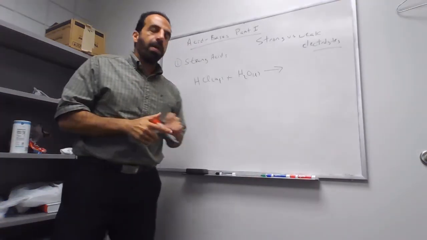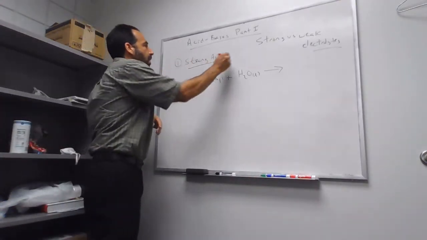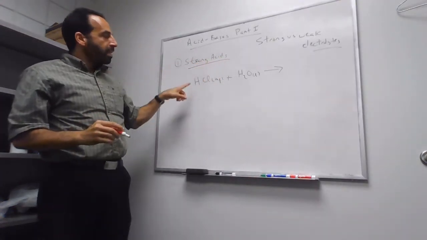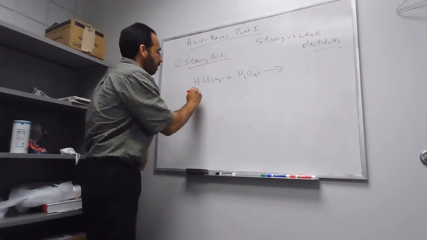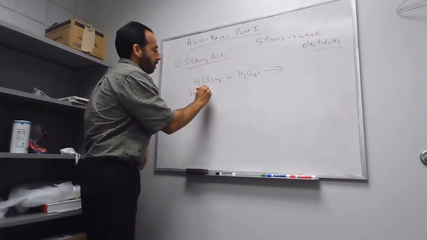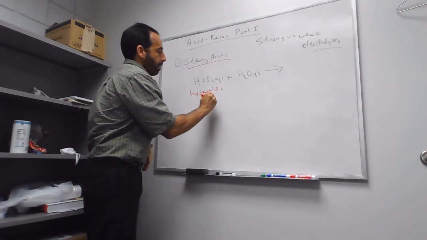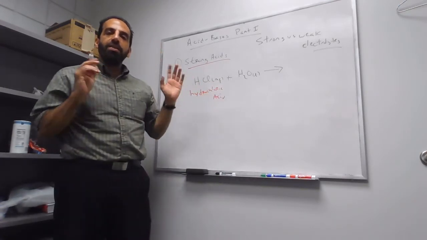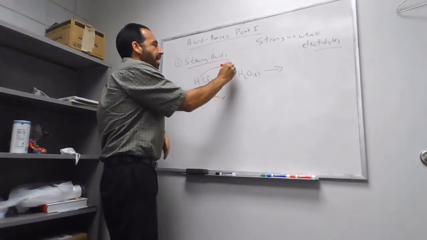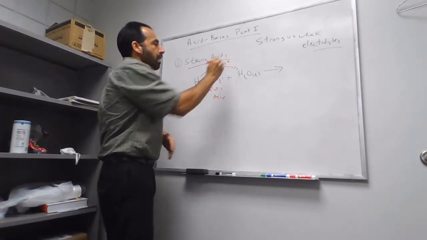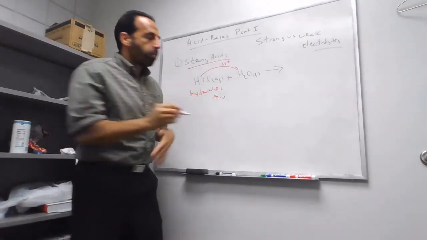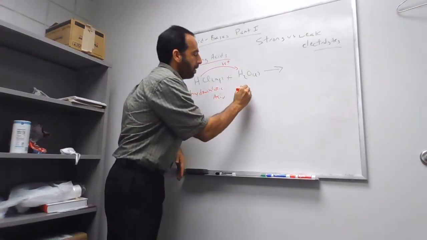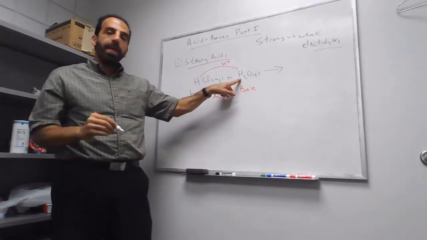Let's take a look at this reaction right here. This is a classic strong acid. This is hydrochloric acid. And what happens is whenever you have an acid, it donates an H+. So this H+ is going to go to water. In this case, water acts as a base. It's going to pick up an H+.